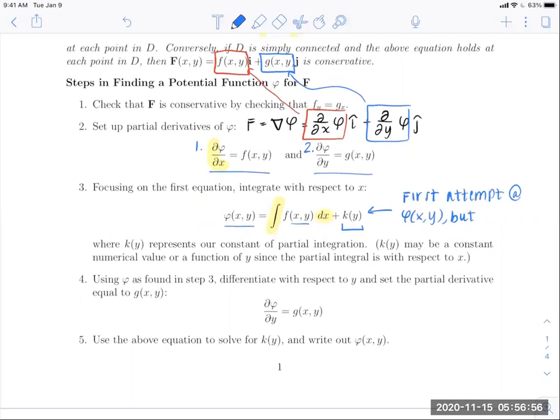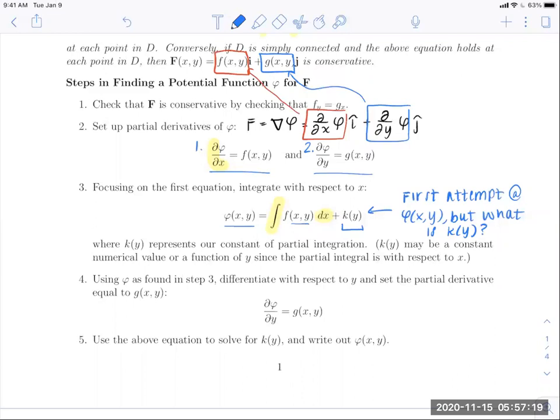All right, but what is that constant? So what is k of y? We're not satisfied with leaving our phi of xy in terms of some k of y function. So what we're going to do is use equation 2, which we have yet to utilize, in order to flush out what that k of y function must be.